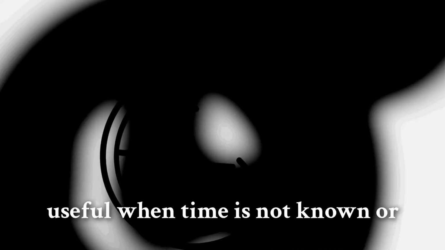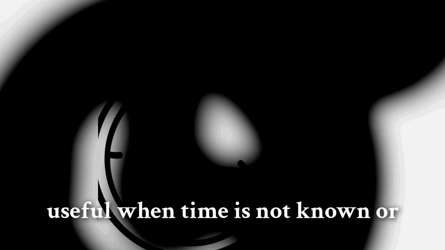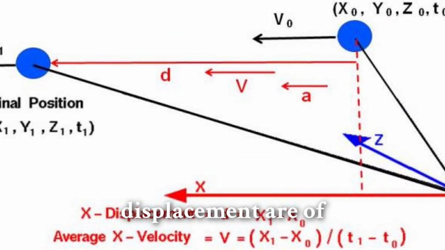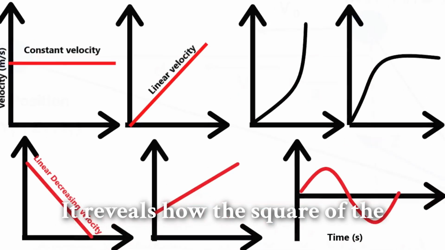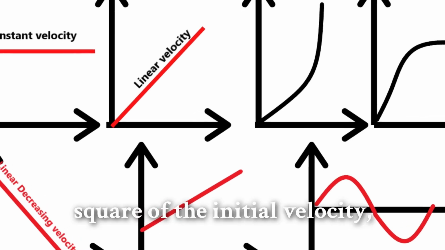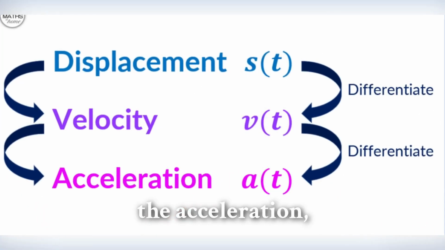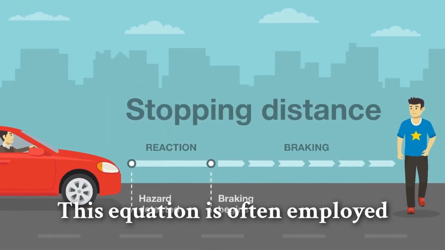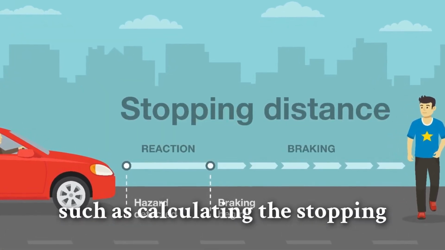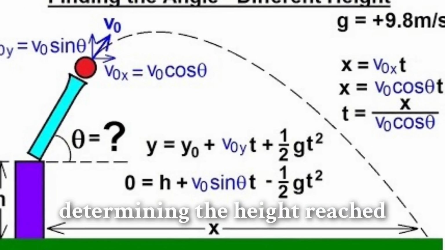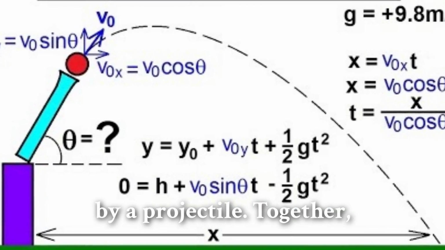traveled. This equation is particularly useful when time is not known, or when analyzing scenarios where an object's velocity and displacement are of primary interest. It reveals how the square of the final velocity is related to the square of the initial velocity, the acceleration, and the displacement. This equation is often employed in various applications, such as calculating the stopping distance of a vehicle or determining the height reached by a projectile.